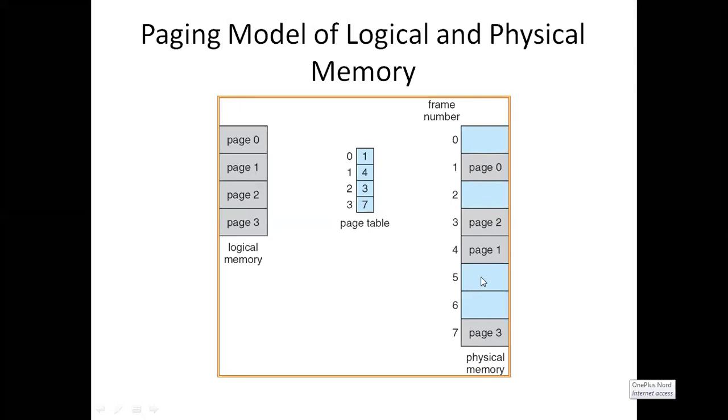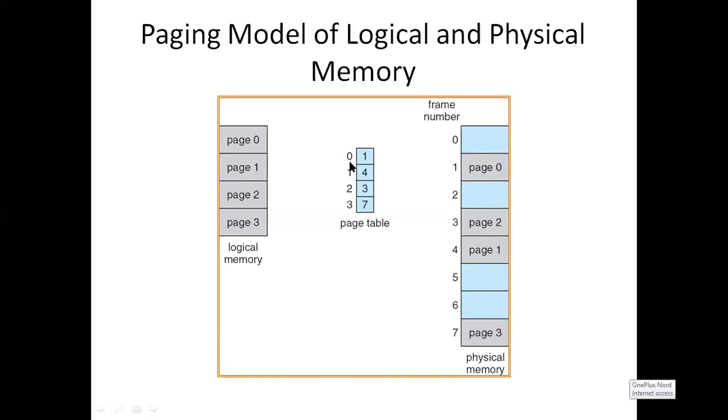Here some partitions are left over, right? These are the free holes, the free frames. Frame 0 is free, frame 2 is free, frame 5 is free, frame 6 is free. Contiguous means we need to keep all 4 pages in contiguous memory locations, that means page 0 here, then page 1, page 2, page 3, like that. But in this diagram, we have not allocated the memory to the pages contiguously.